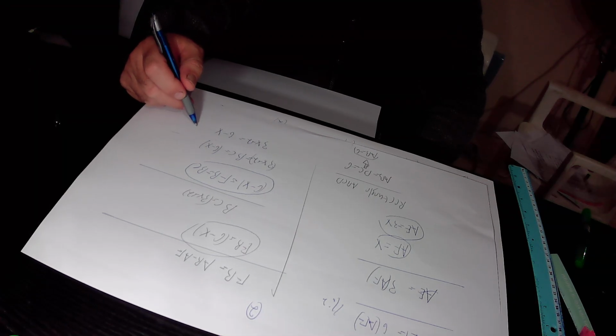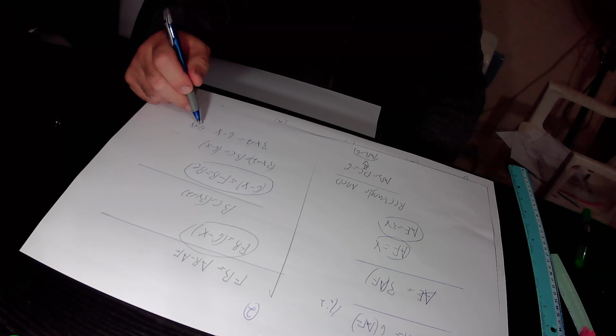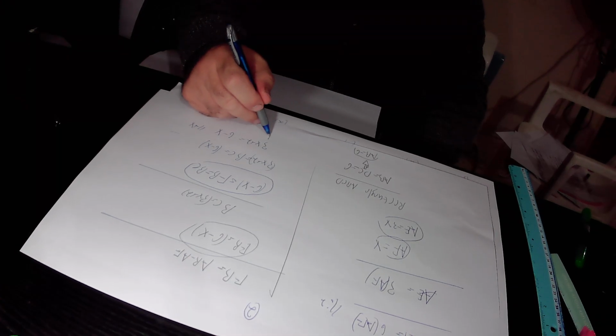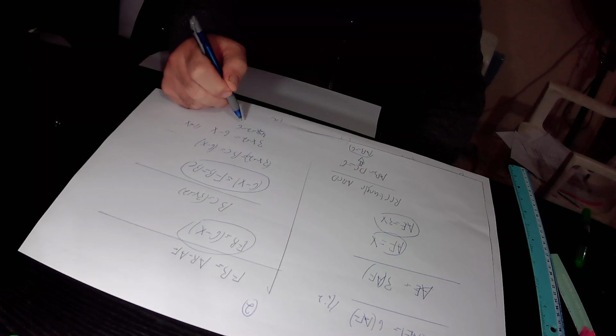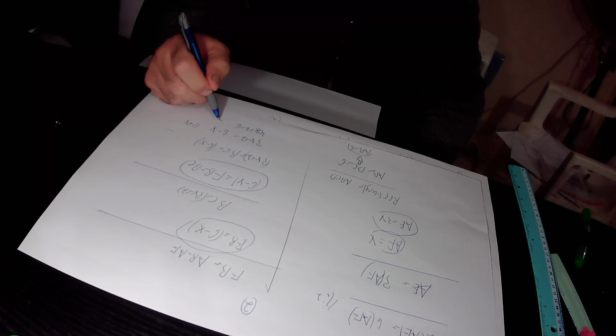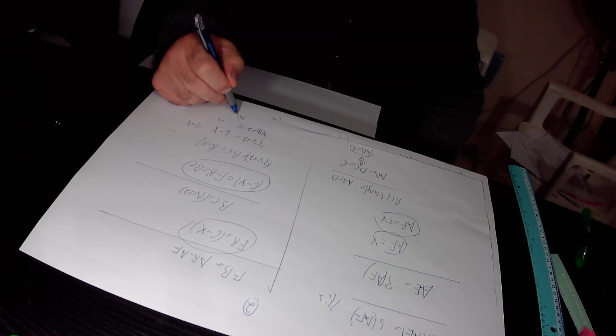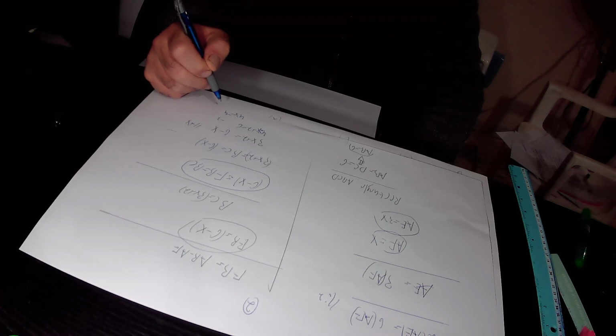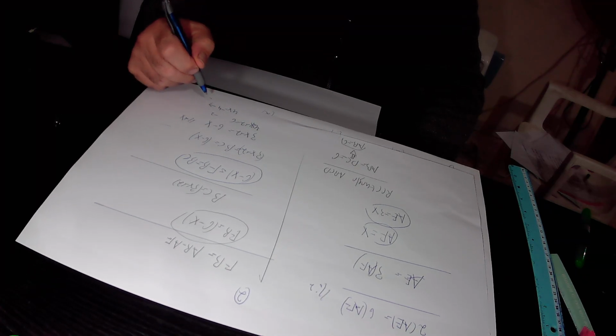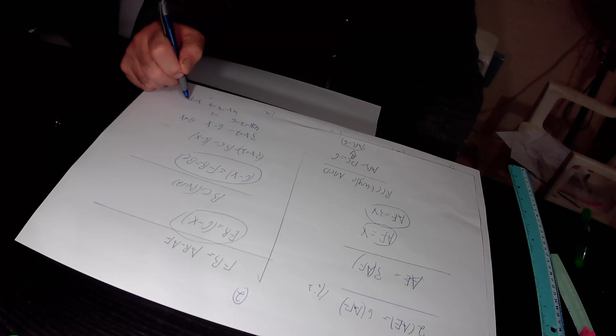Here we will add x to this equation. We get that 3x plus x is 4x, plus 2 equals 6. Here we subtract 2 from this equation. We get that 4x equals 4. Here we divide this equation by 4. We get that x equals 1 unit in its length.